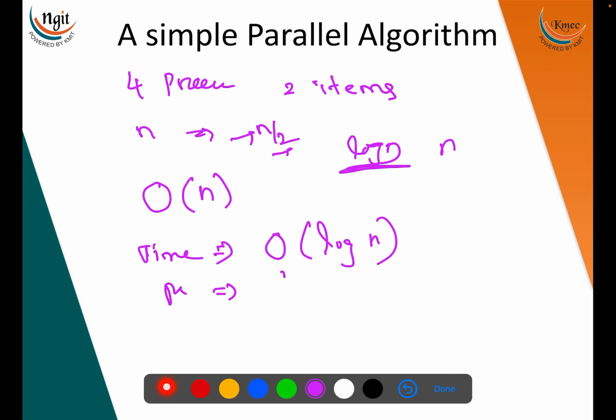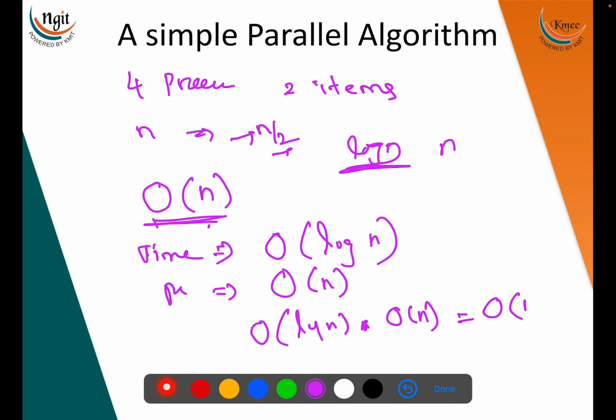Processor complexity is order of n. And work complexity is what? Time complexity times the number of processors used. Time complexity is log n times big O of n. So, total complexity is n log n. So this is the complexity which can be calculated for the simple parallel algorithm which we took in the previous slide.